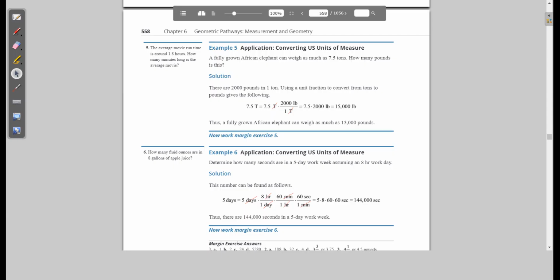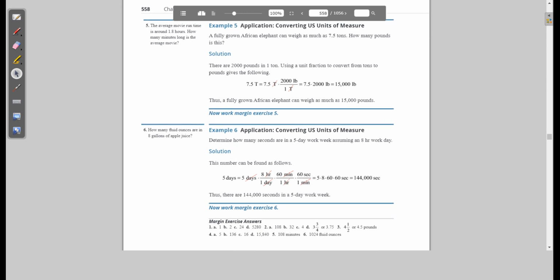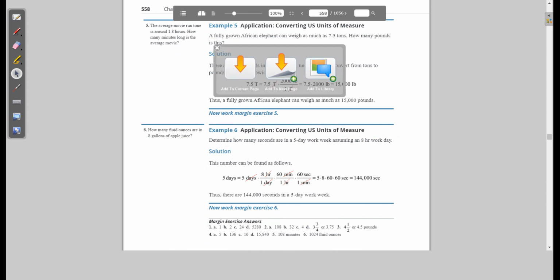That wasn't as bad. Example 6 is the one that I was looking at that looked like it is going to be a little bit of work, but this is something that you're going to do quite often, especially if any of you are going into biology or chemistry or nursing or something like that, where you have to take chemistry. This is an example of something we do quite often in chemistry. So this reads, determine how many seconds are in a 5-day work week, assuming 8-hour work days.